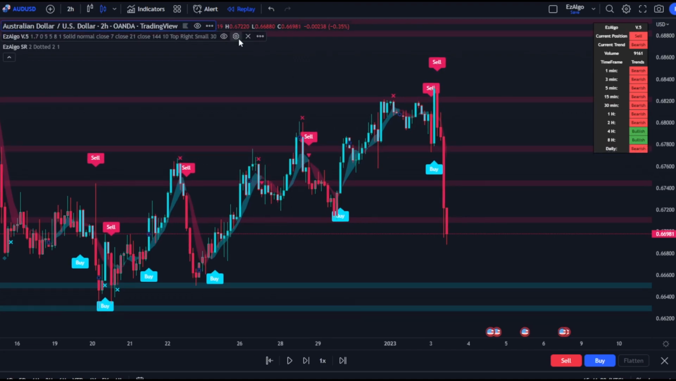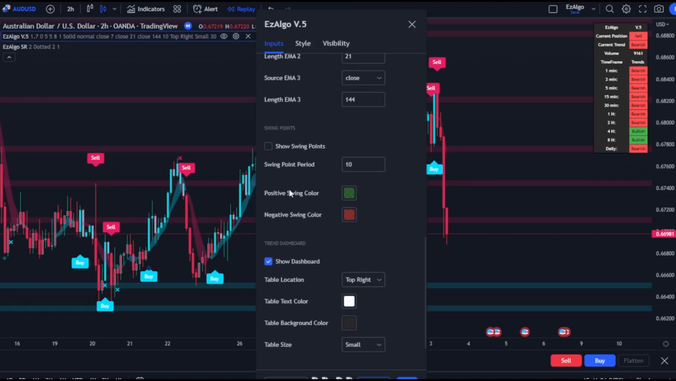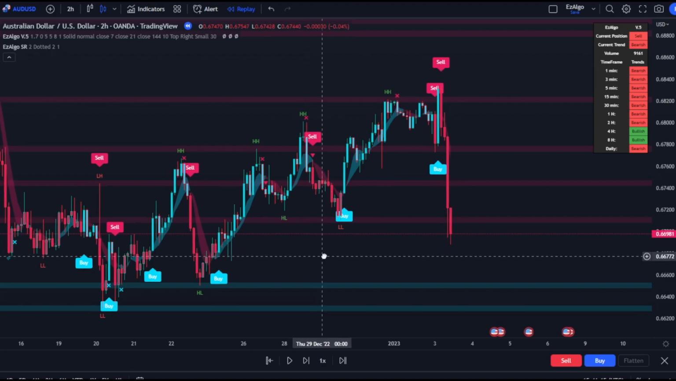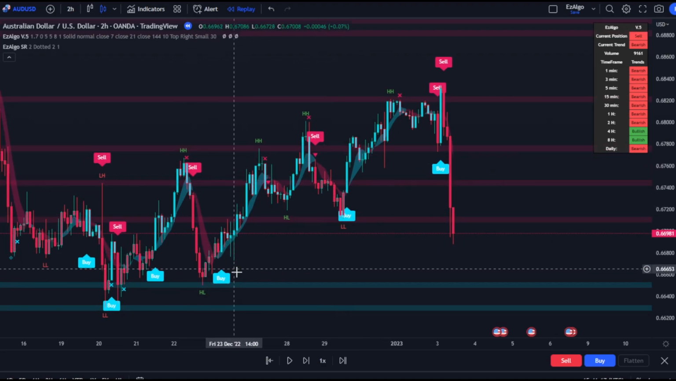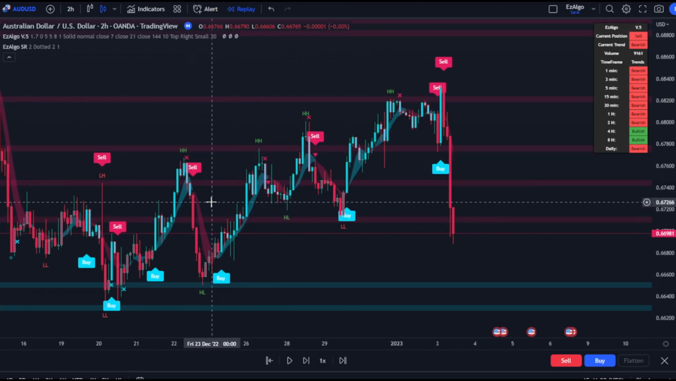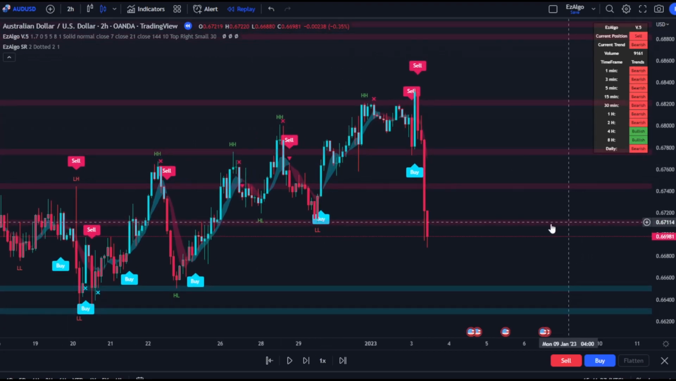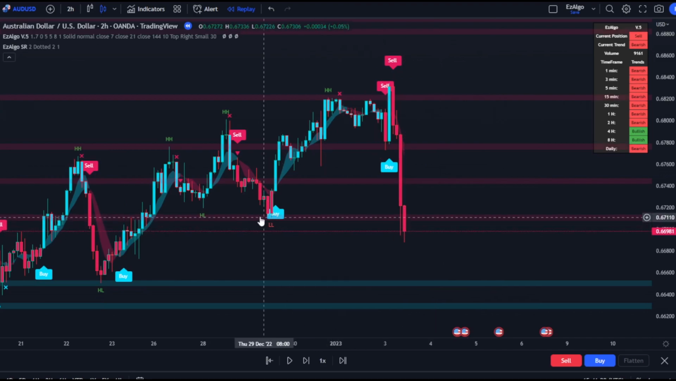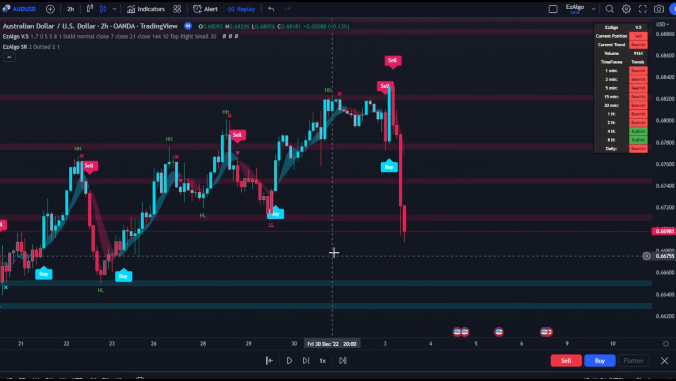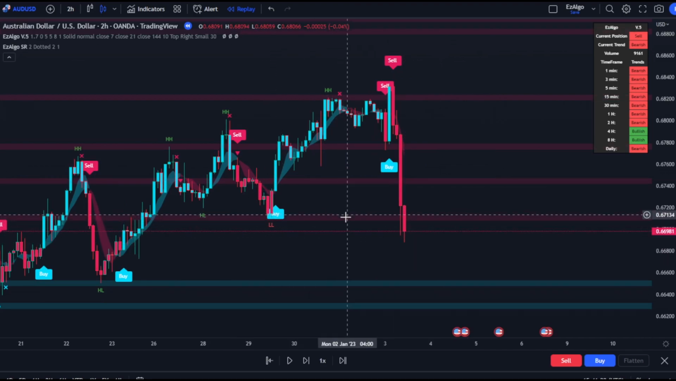And to help confirm this, we can actually go into EzAlgo and turn on the show swing points. Now this will give us our higher highs and higher lows. So you can see that we're forming higher highs across the board. And so in terms of market structure, we are in an uptrend. Like I said, we did have a break of structure right here, but that tends to happen when you're trading Forex because it can be very volatile.